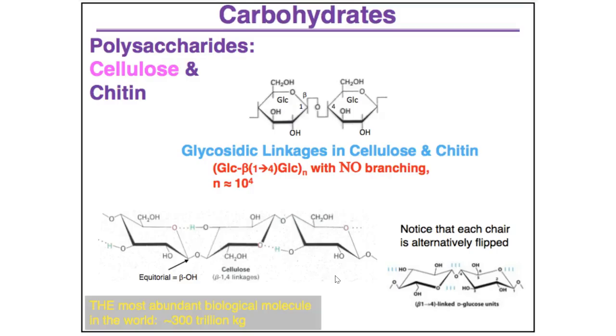And so this is more so the structure of cellulose, where you have the glucose monomers, and it has this beta linkage, and it's 1 to 4 rather than that 1 to 6 that we've seen previously for the other polysaccharides.